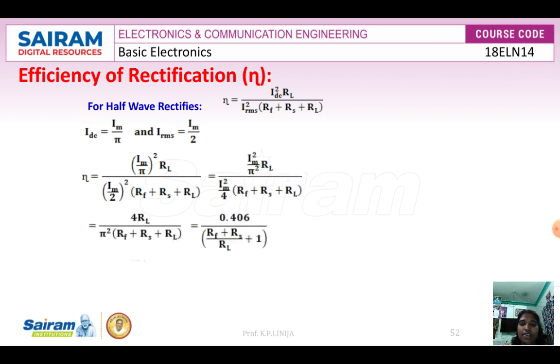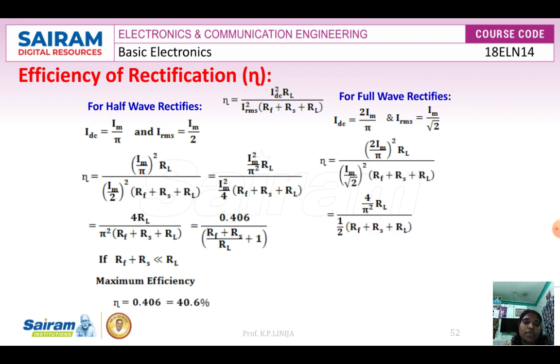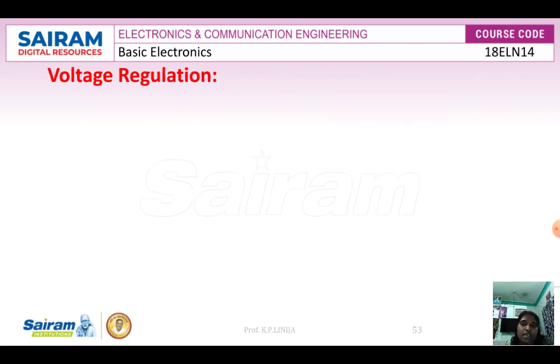Substituting and minimizing the equations, we get the maximum efficiency of the half wave rectifier as eta equal to 40.6%. As well, for the full wave rectifier we get the efficiency as 81.2%. So this is the way we obtain the percentage of rectification. We are improving the efficiency of rectification from the half wave rectifier to the full wave rectifier.